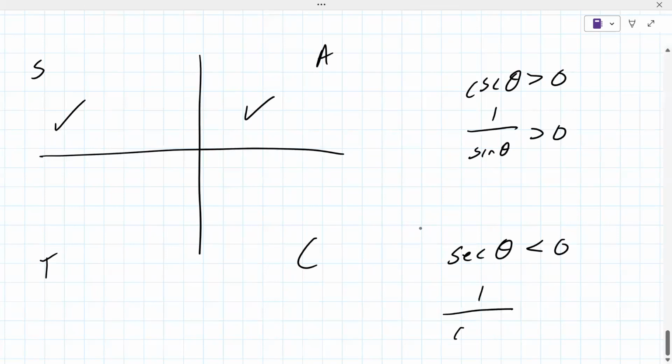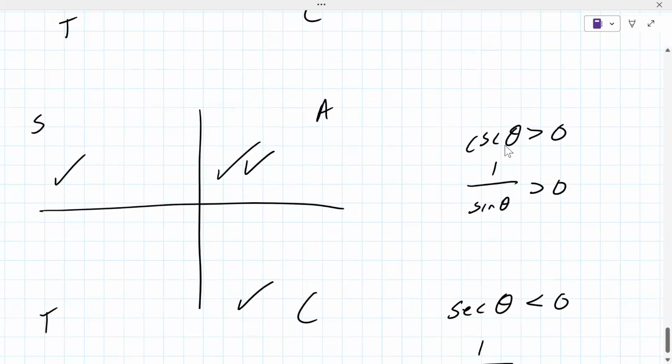Secant of theta is 1 over cosine, so you really treat secant like it's a cosine. It's always two quadrants: 2 and 3. So where's the overlap? It would be quadrant 1, right? So the question I've been asking is, in which quadrant is cosine theta greater than 0 and secant theta less than 0?